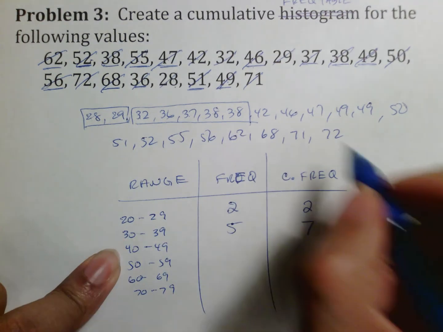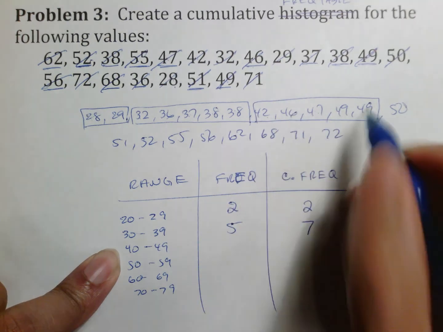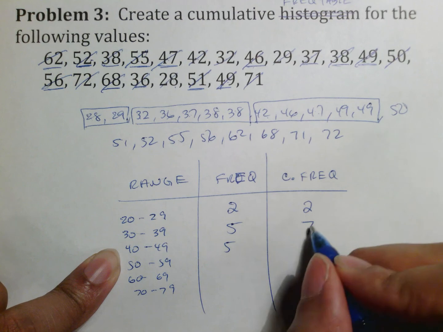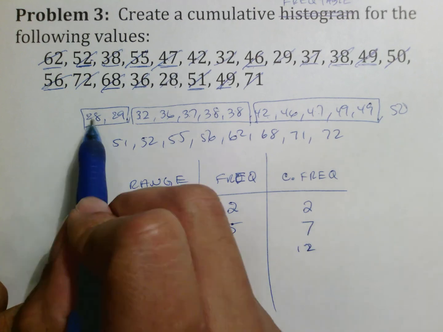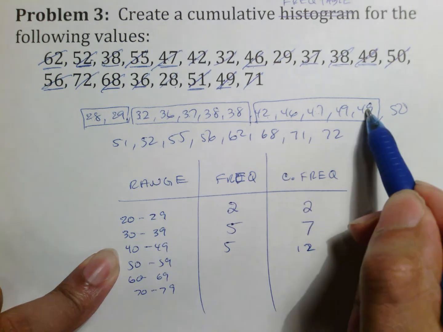When we go 40 to 49, same thing. Count your parts just like we did before. 1, 2, 3, 4, 5. 5 of those. But the cumulative frequency says how many have we used altogether. Just add that 5 to 7, and it means that we've used 12 things. And again, you can look. 1, 2, 3, 4, 5, 6, 7, 8, 9, 10, 11, 12 pieces.